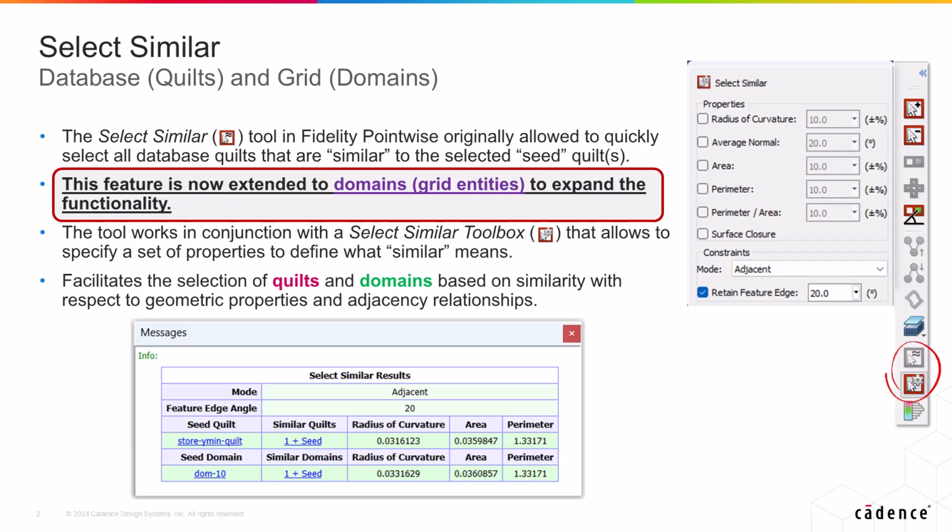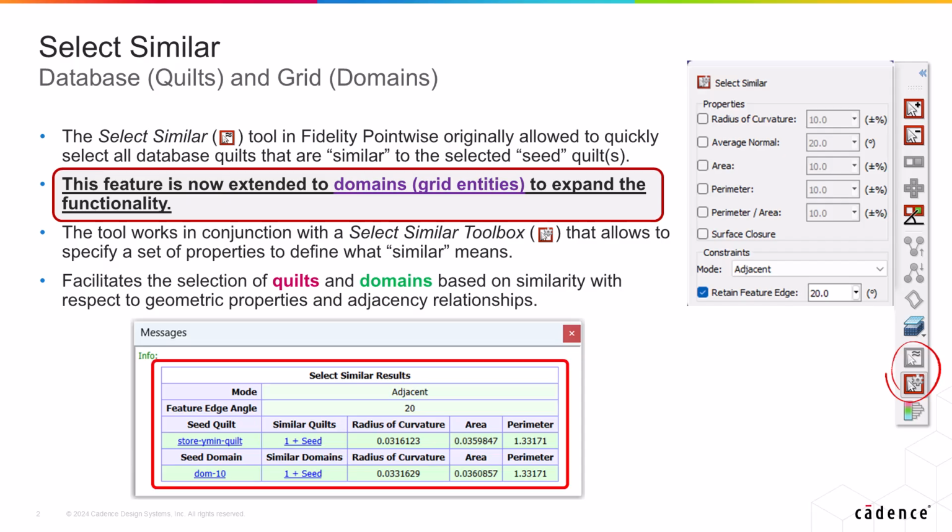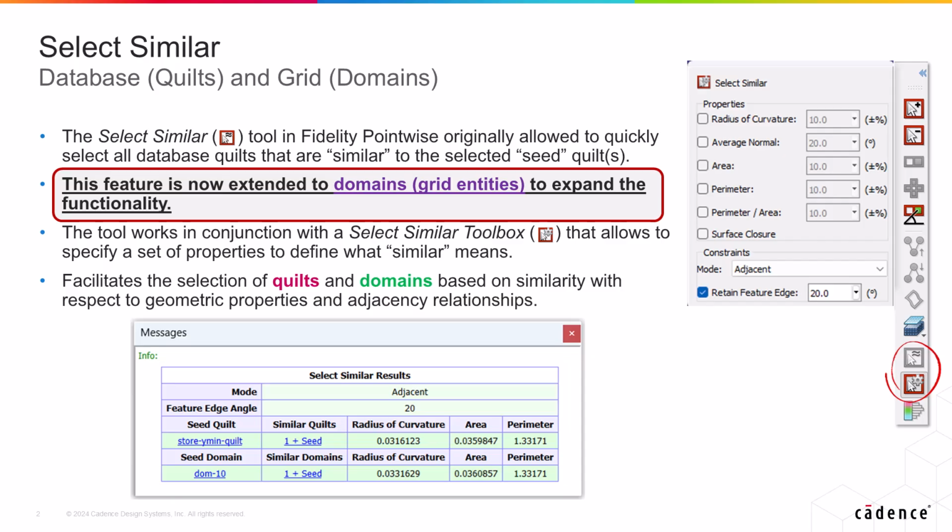The Select Similar now allows you to even select a combination of domains and quilts where the same geometric property will be utilized to identify similar entities. In the Messages window, you get a table like this for Select Similar results, where based on the type of the seed entity, you will have similar quilts or similar domains listed as a hyperlink. You can even use these links to select the desired entities at a later time during your meshing process.